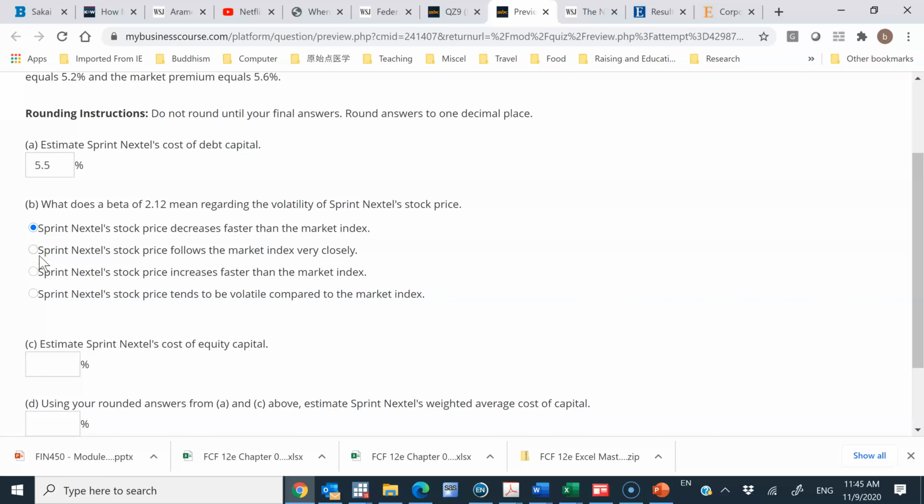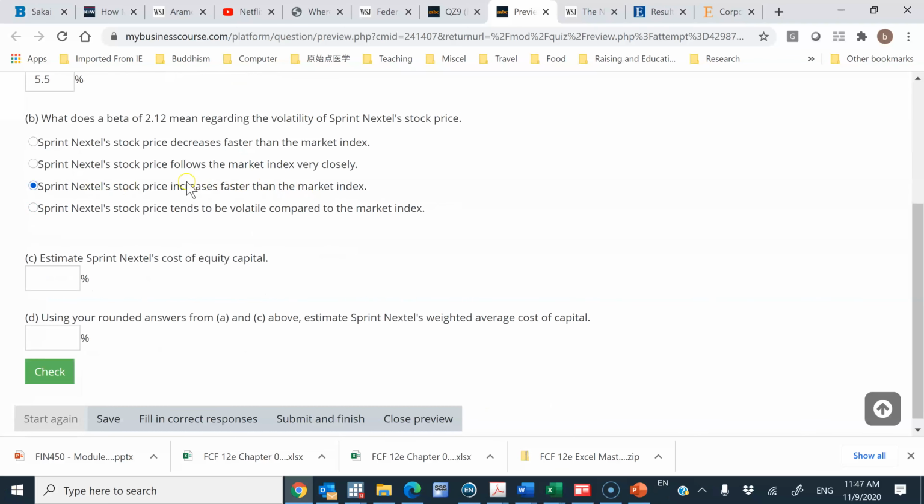This actually is a correct answer, but we should read the other answers to make sure that we got the right one. Sprint Nextel's stock price follows the market index very closely. That's not correct, as we said. Sprint Nextel's stock price decreases faster than the market index. This is also correct. Because there's only one choice, let's continue to read. Sprint Nextel's stock price tends to be volatile compared to the market index. This basically summarizes both the first one and the third one, in both directions, so this should be the correct answer. That's why I said it's better to read all the choices, because both directions actually work.